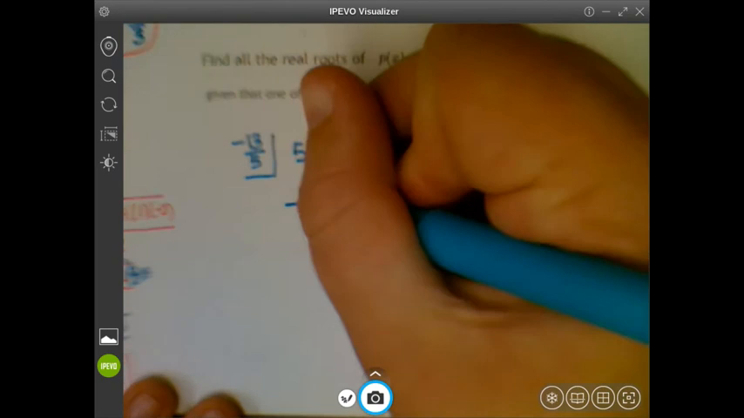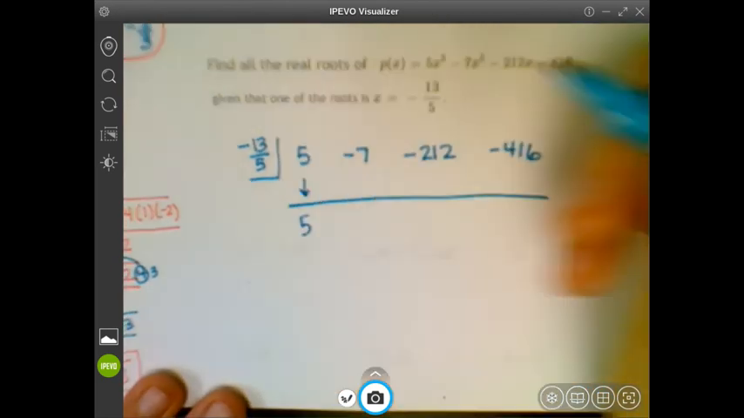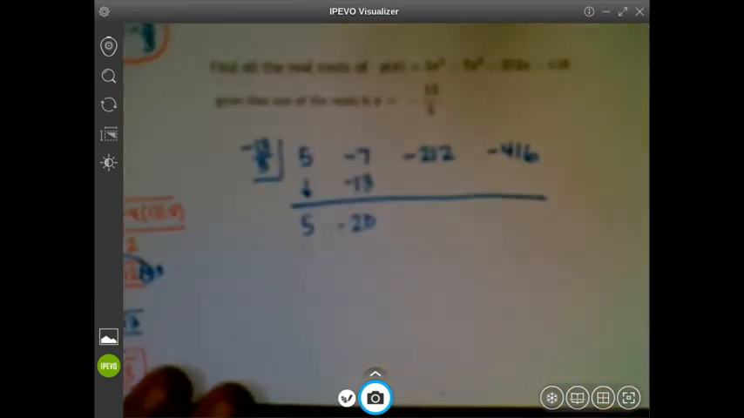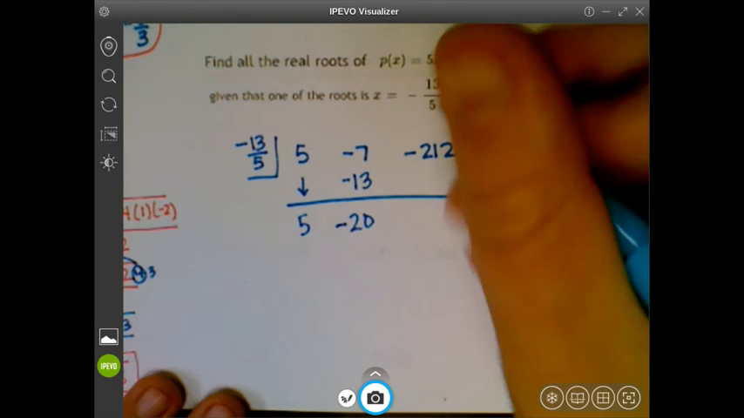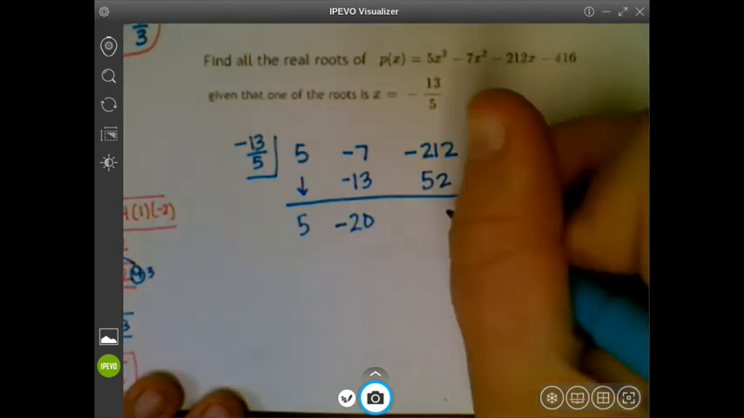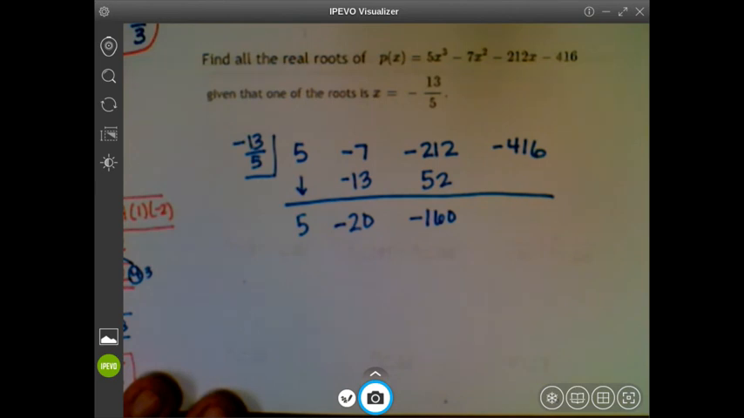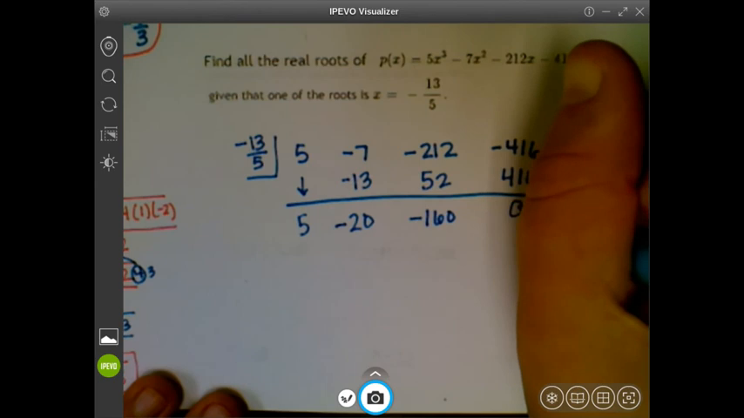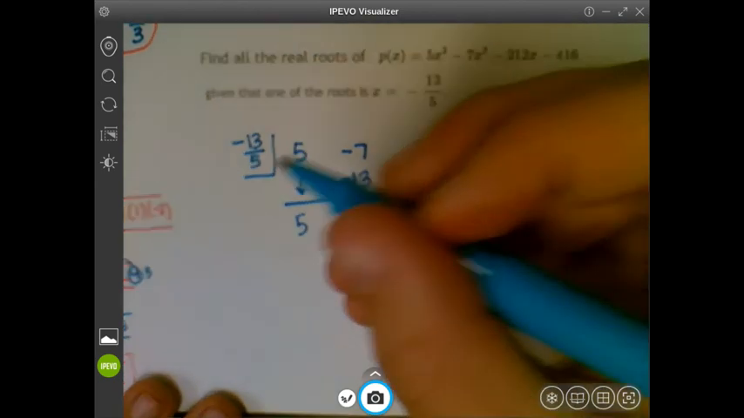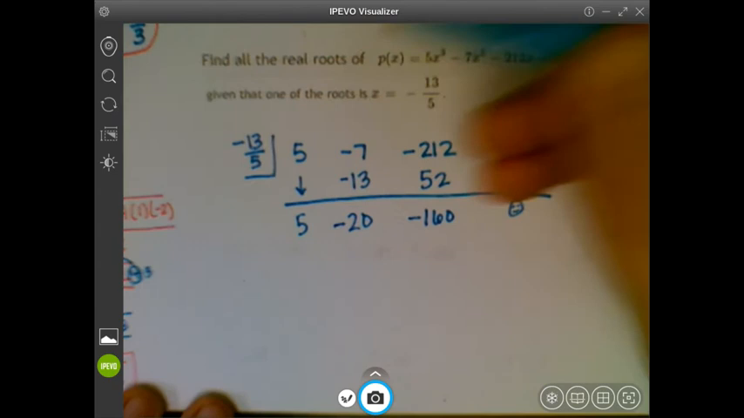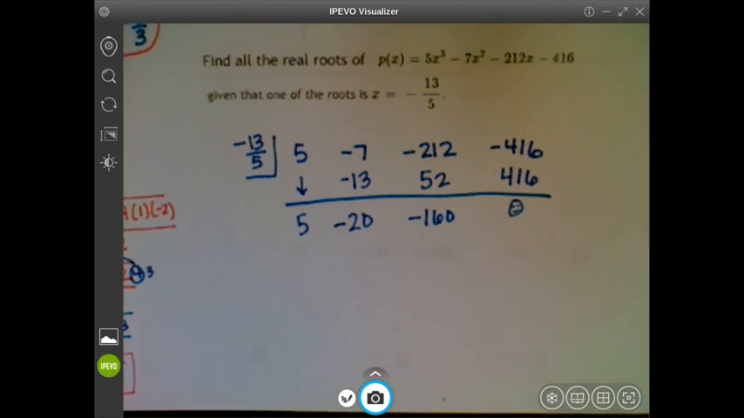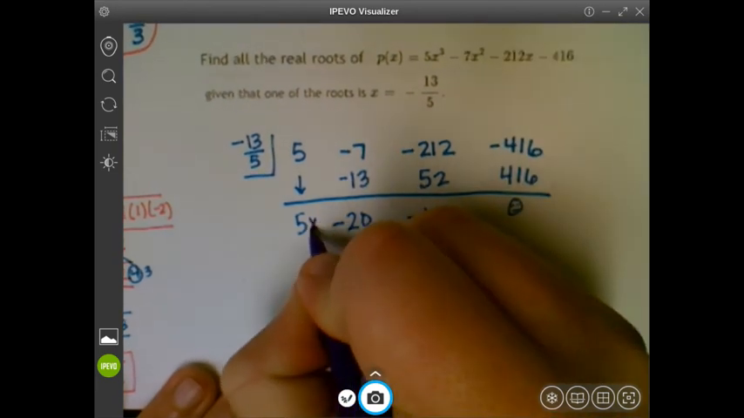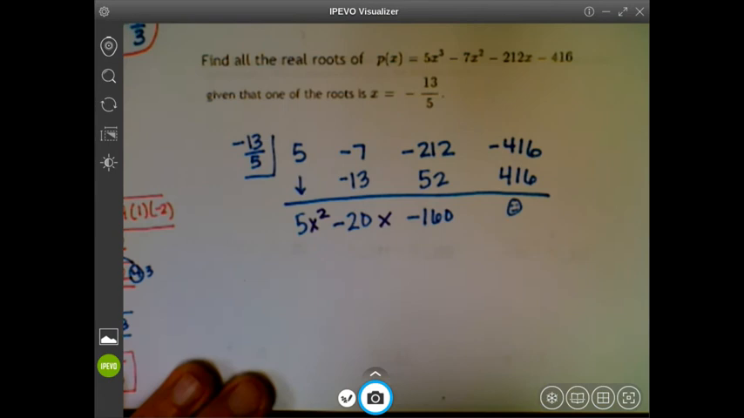All right, so that first number comes straight down. Multiply those together, you get negative 13. Add, you get negative 20. Multiply is 52. Add them together is negative 160. Multiply, we get 416, which means when we add them together, we get 0, which is good news. That is, in fact, a 0 or a root in this case. Same thing. And here is our leftover polynomial. We had x cubed, so now we're at x squared minus 20x minus 160.